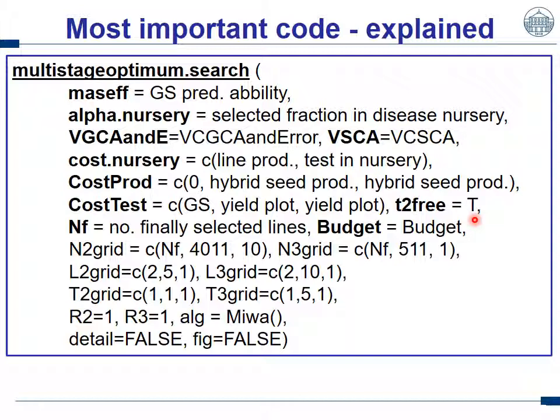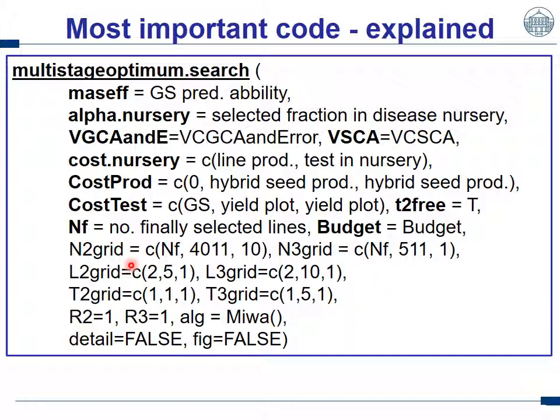When you make here a false, does mean you have to reproduce also the testers of the first hybrid seed production once again. Here is the number of finally selected lines you can define here inside. I recommend you define it outside, then the grid search is more easy. Budget is defined before, and then you have here the kernel of the optimization search.